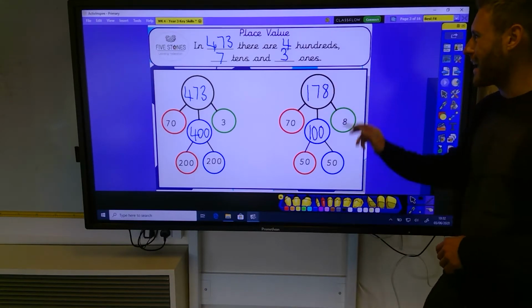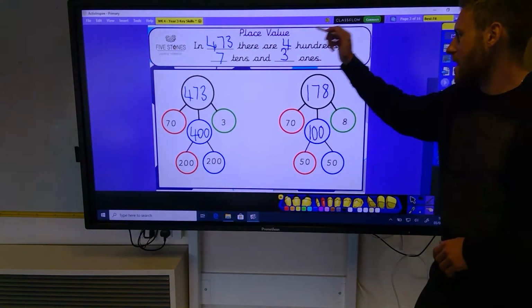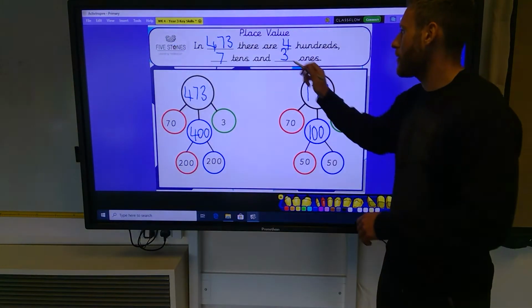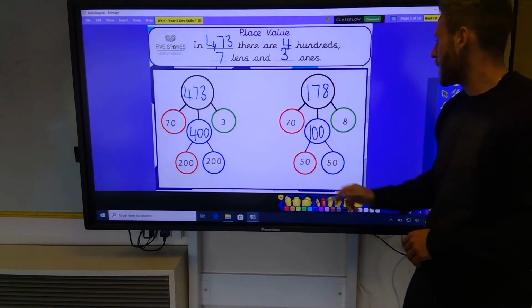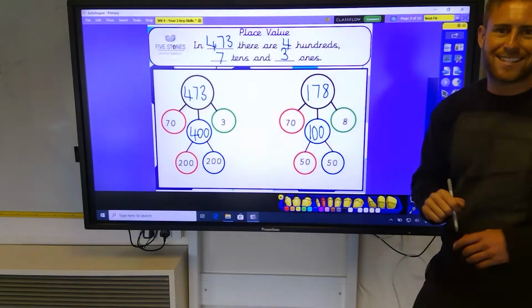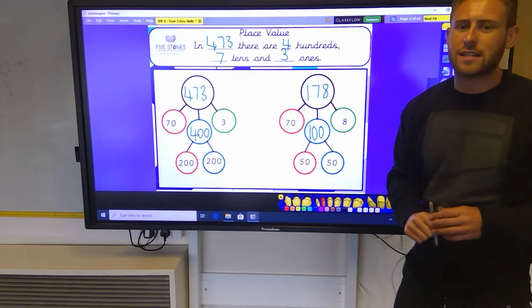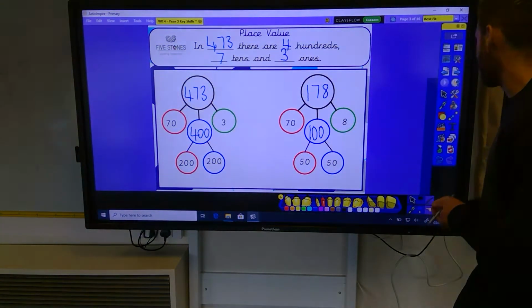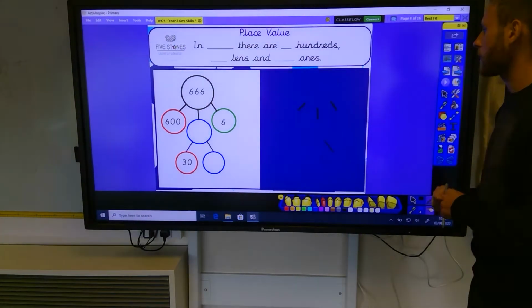178. And we know that in 178, there are 100s, there are 7 tens, just like my number, and there are 8 ones. Fantastic if you managed to get that. We're going to move on.